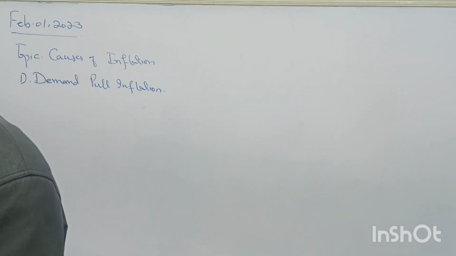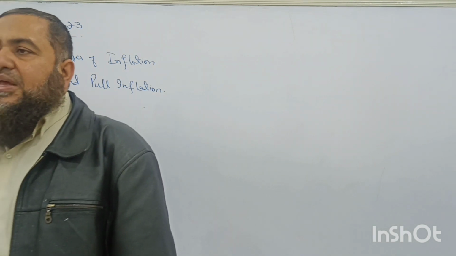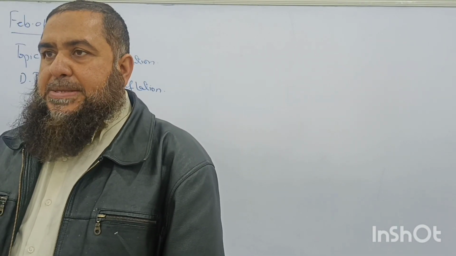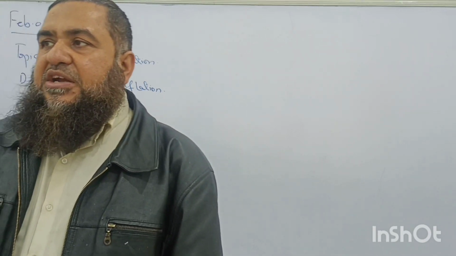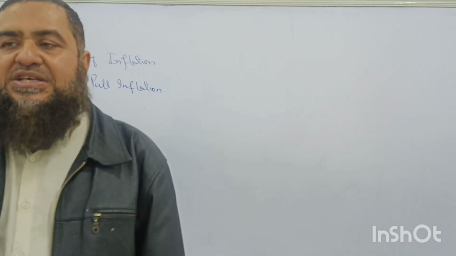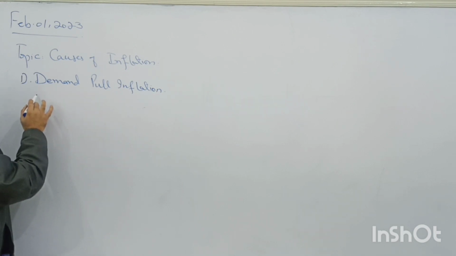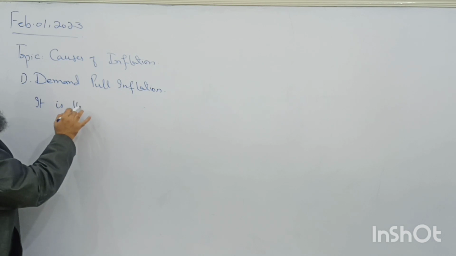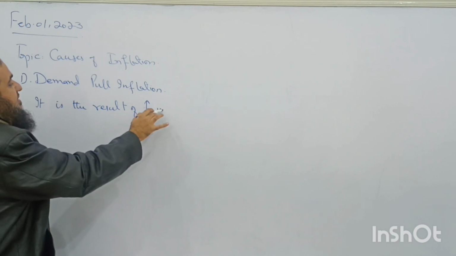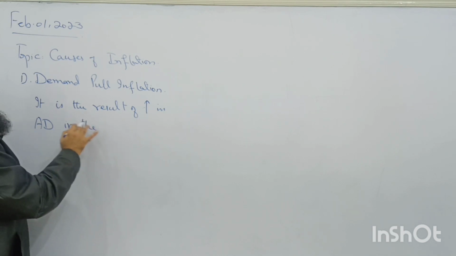How will it come? When aggregate demand in the economy increases either in the short run or in the long run, there will be inflationary pressure. Clear? So look over here. Aggregate demand increases due to increase in government spending or decrease in taxes by the government. It is the result of increase in aggregate demand in the economy.